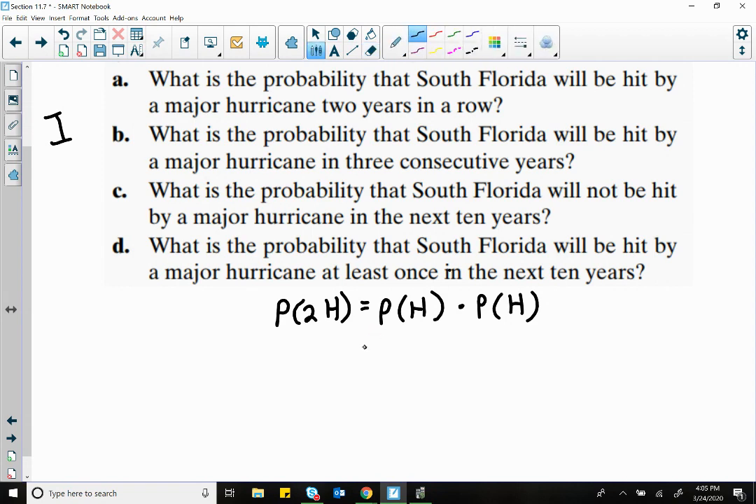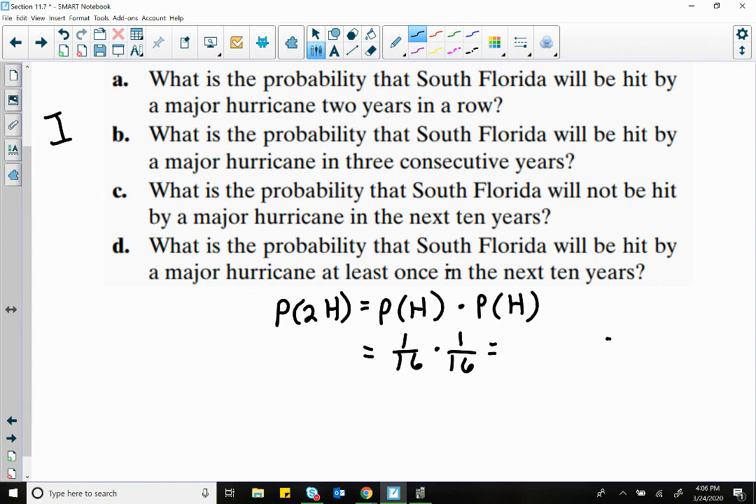Okay? So what's the probability of getting hit by a hurricane 1 year? 1/16. So 1/16 times 1/16 is going to give us the following probability.